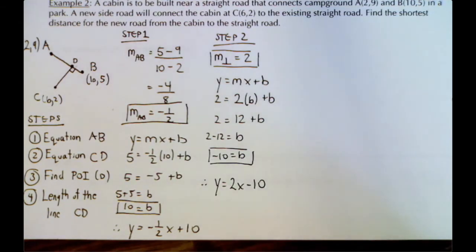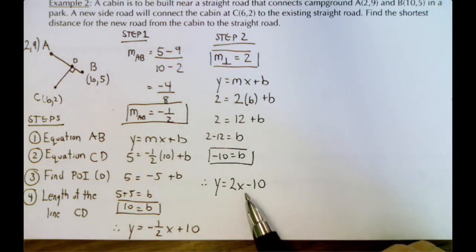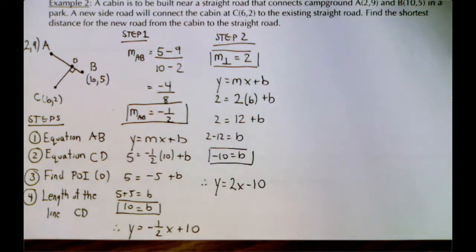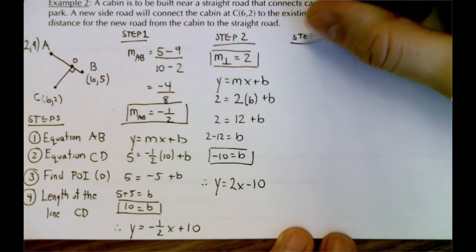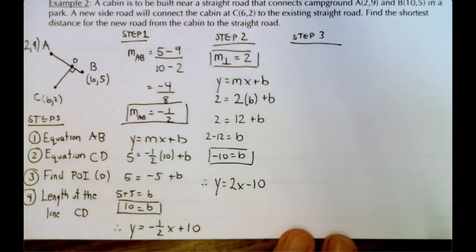So now we've got the equation of our line AB. We've got the equation of CD. Now we need to find the POI. Step 3. Find the POI. So we have 2 strategies. We can use substitution or elimination.